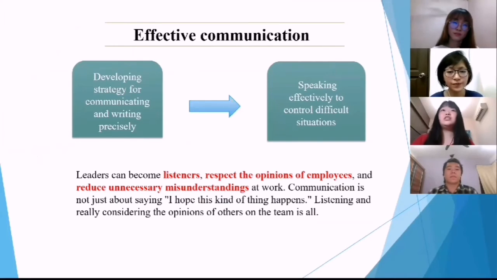The third one is effective communication. Leadership communication is a complex process which starts from developing strategy for communicating, writing precisely, and then speaking effectively to control difficult situations. Leaders can become listeners, respect the opinions of employees, and reduce unnecessary misunderstanding at work. Communication is not just about saying, I hope this kind of thing happens. Listening and really considering the opinions of others on the team is all. Next, my friends will continue.